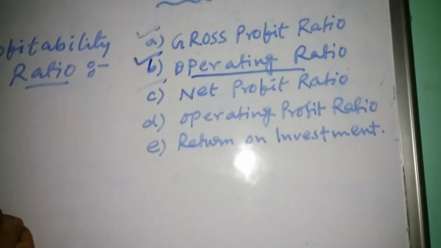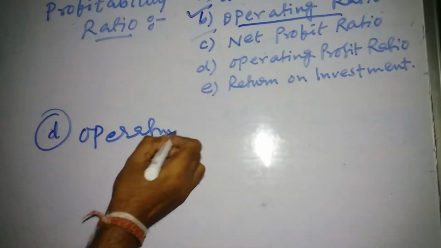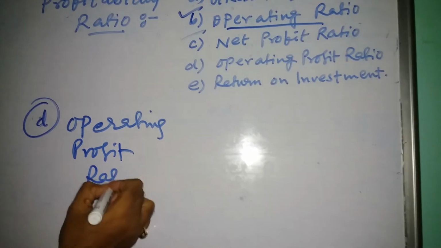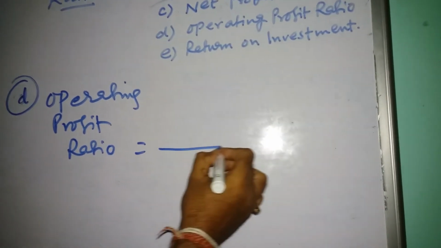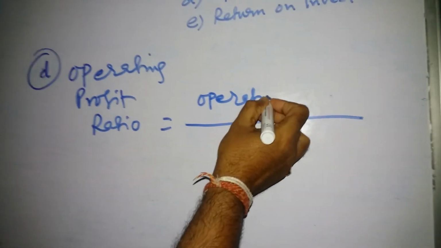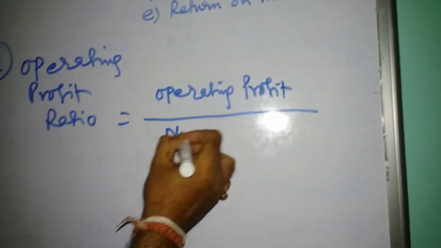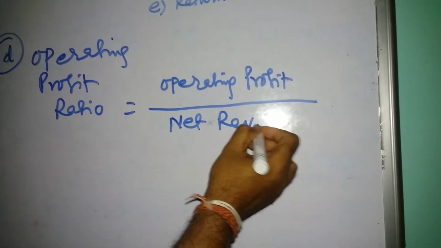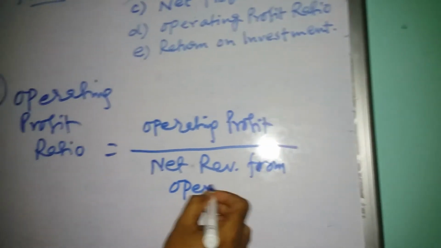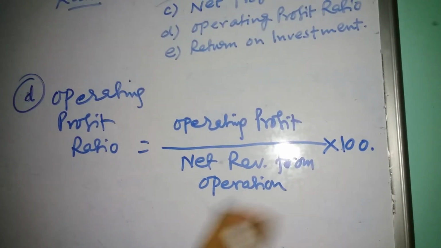Next, number D, operating profit ratio. The formula is operating profit by net revenue from operation into 100.